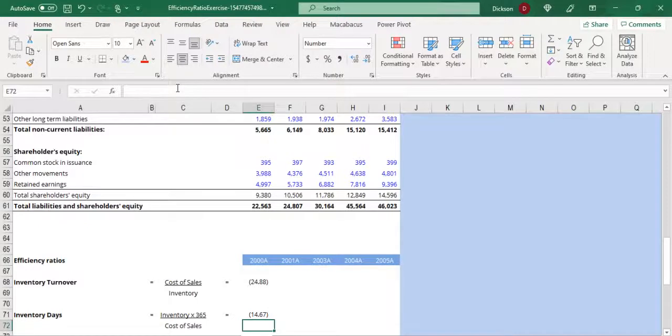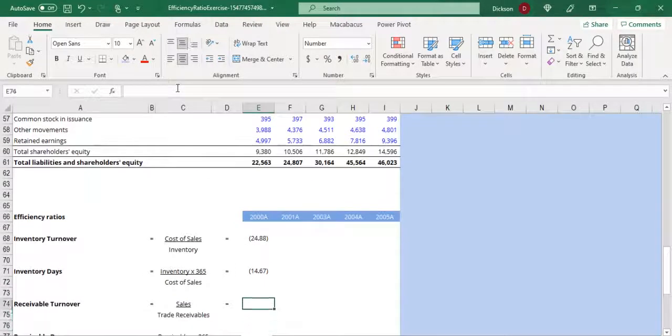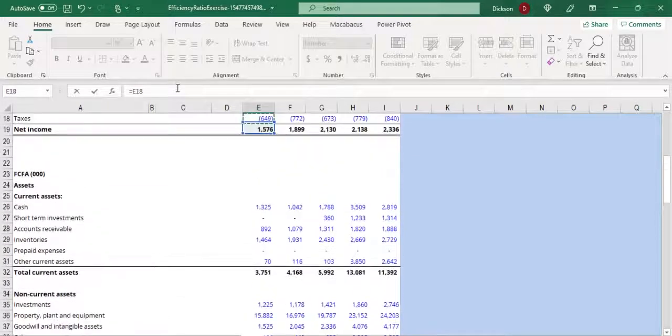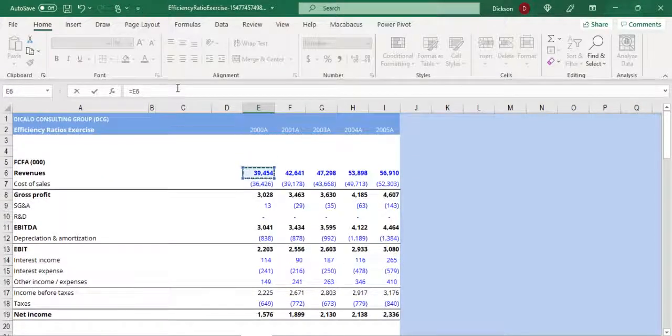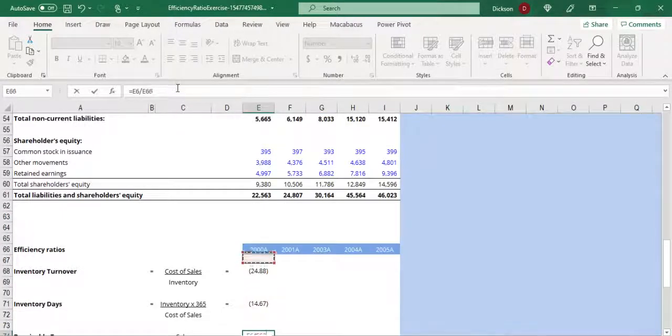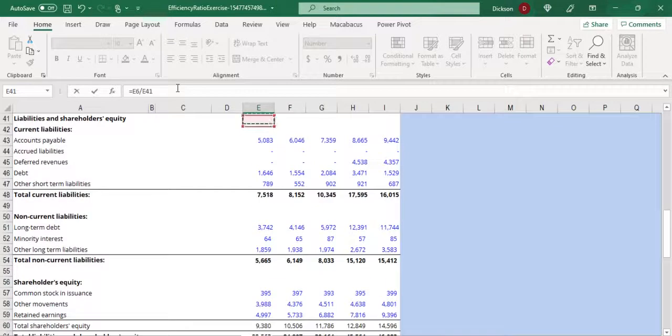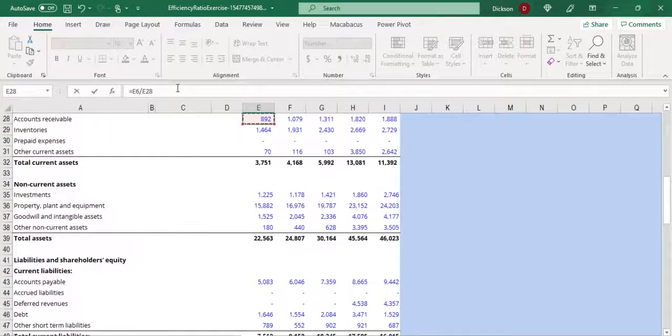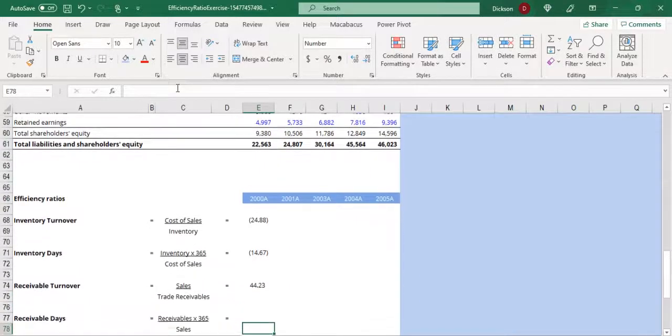Then again we move down. We have the receivables turnover. The receivables turnover will be expressing your trade receivables as a percentage of credit sales or sales. In this situation, we have been given the value of the sales, so you take the value of the sales revenue, and you divide that by the value of trade receivables, which should be under current assets. Current asset receivable here.